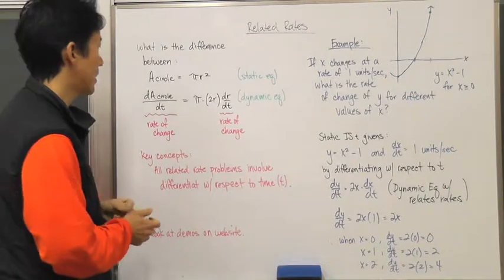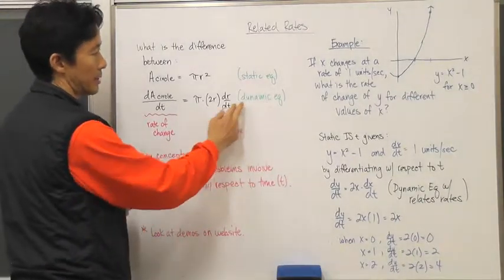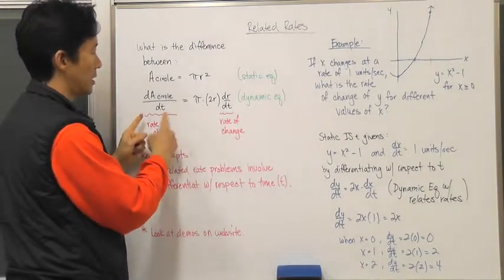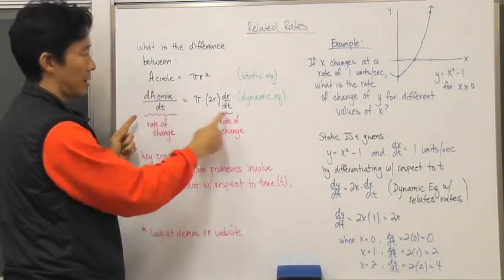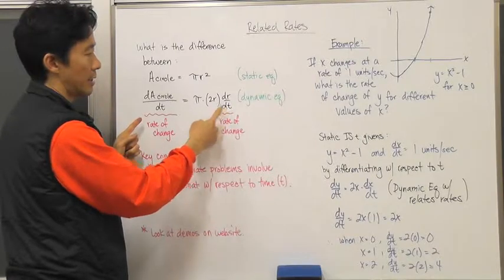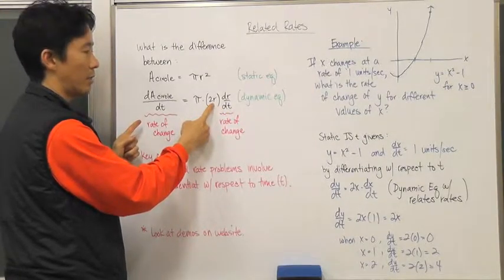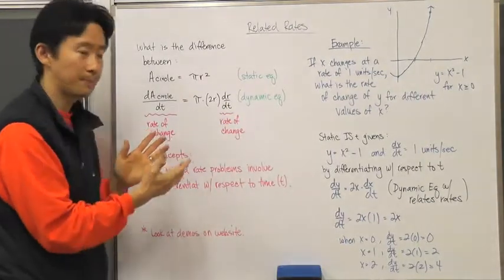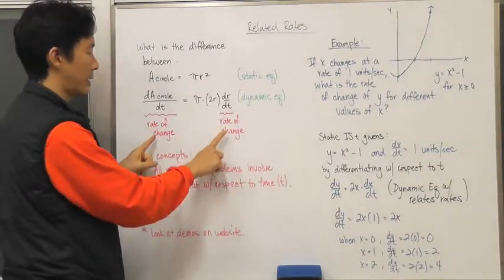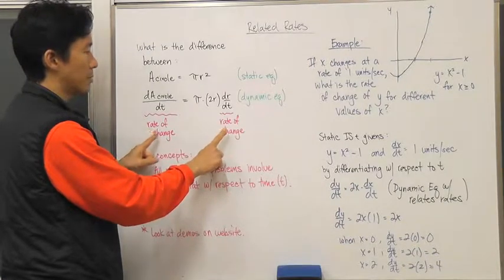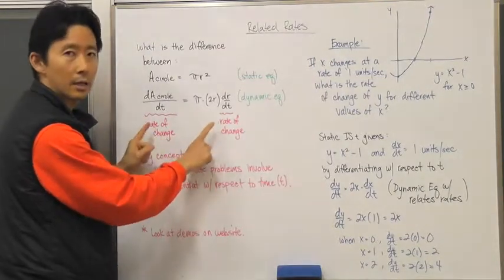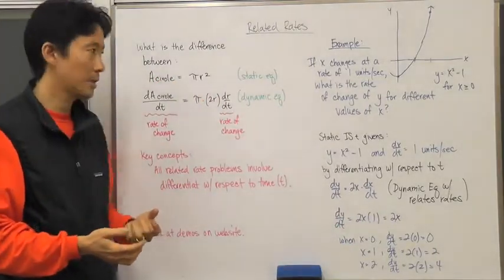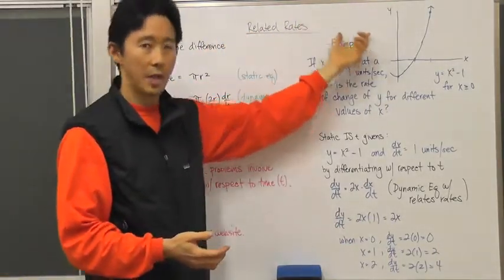So look at what happens now. We're talking about this particular equation which involves two different rates of change, this rate of change here and that rate of change there, as well as a particular value of r. We are now going to call this a dynamic equation, because we're looking at how these rates of change are related, which is the reason why this whole section is called related rates. It's actually related rates of change.